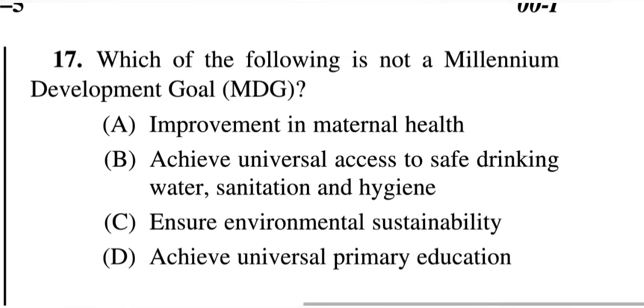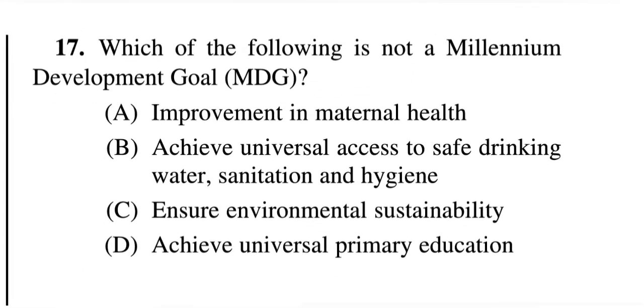Number 17, this question is related to environment and ecology. Which of the following is not a Millennium Development Goal, MDG? These questions are often repeated, therefore it is your task to go through it. Improvement in maternal health, achieve universal access to safe drinking water, sanitation and hygiene. Number C, ensure environmental sustainability. Number D, achieve universal primary education.